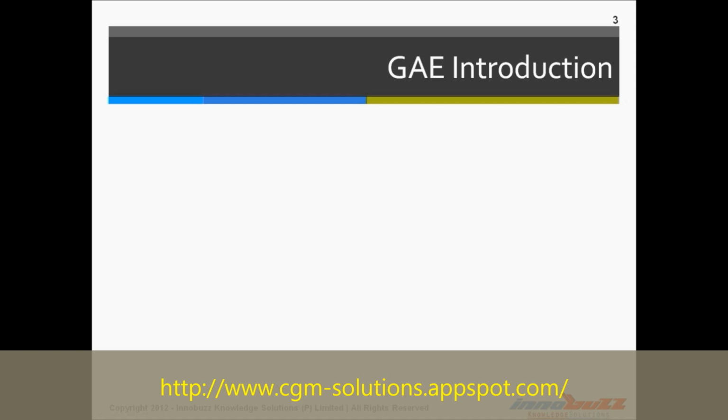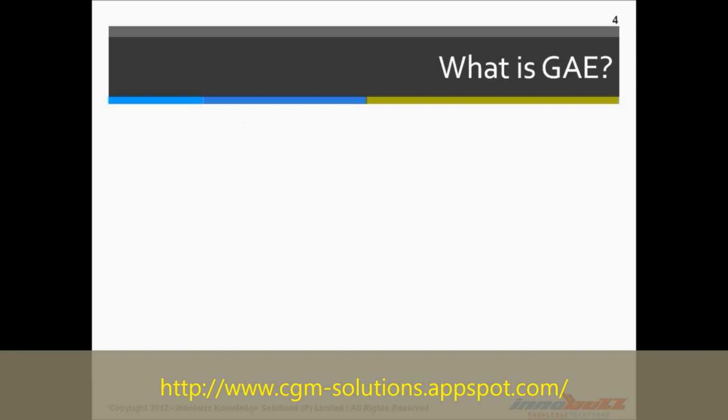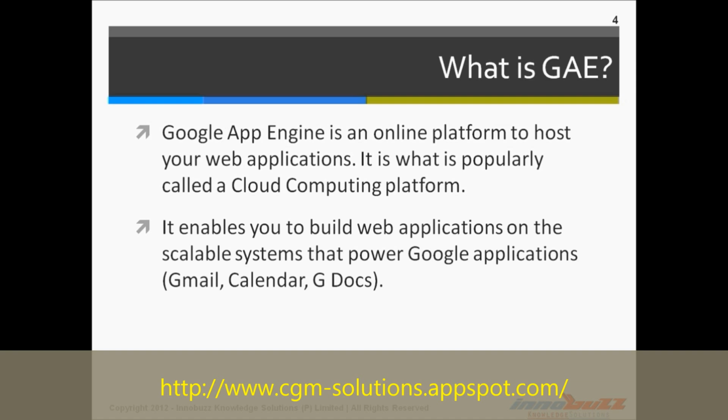In this, we are going to discuss what is Google App Engine and why we need Google App Engine, and the billing and resource quota. What is Google App Engine? Google App Engine is an online platform to host your web applications. It is what is popularly called a cloud computing platform. It enables you to build web applications on the scalable systems that power Google applications, for example, Gmail, Google Calendar, and Google Docs.